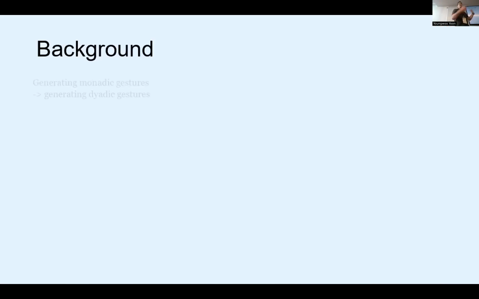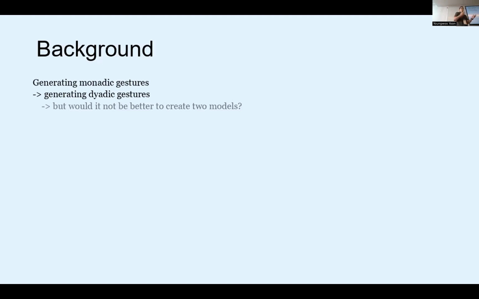So the idea was that since we are transitioning from a monadic setting to a dyadic setting, it would be nice to experiment with whether we can split a single end-to-end model into two separate models, one for the listener and one for the speaker.